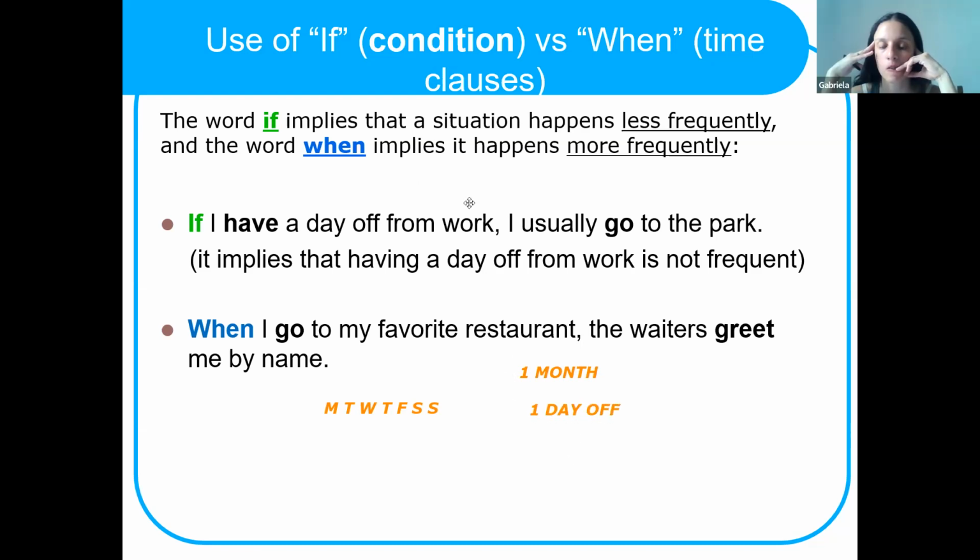If I have a day off, because I don't usually have days off. You see, if I have, because I don't. And the second one implies that having a day off from work is not frequent. But when I go to my favorite restaurants, because I go twice a week or whenever I can, the waiters greet me. You see?